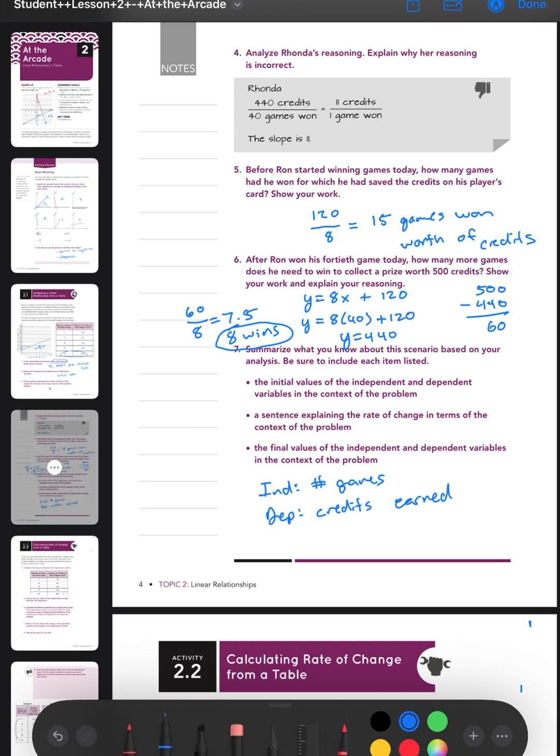A sentence explaining rate of change in terms of the context of the problem. So I'm going to leave this up to you to put this in your own words. We just know that our rate of change is representing his number of credits per game he wins. So a sentence explaining that in your own words. And then the final value is the independent, dependent variables in the context of the problem. So again, those final values, your input is your number of games you've won, your output, your range, your dependent variable is the number of credits we have earned.